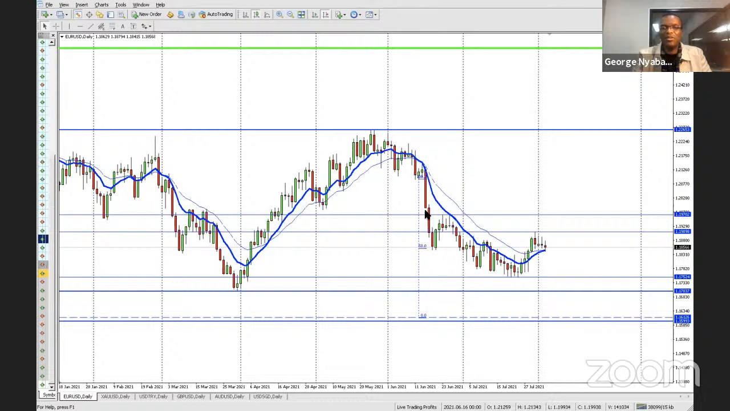Why is it hidden? Because until you put the measured move in, you're not going to be able to notice that we have a hidden level of support there. So that's one: you always have to put your measured moves in.